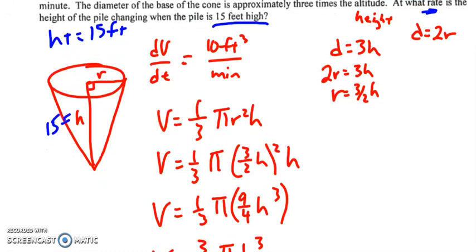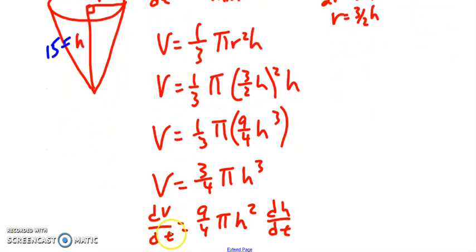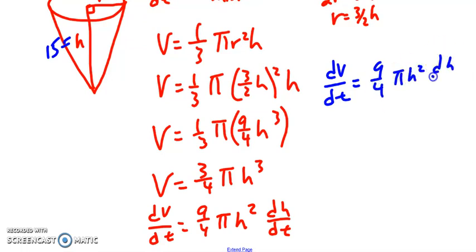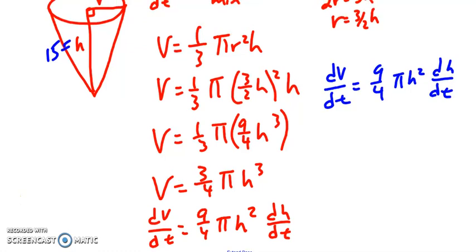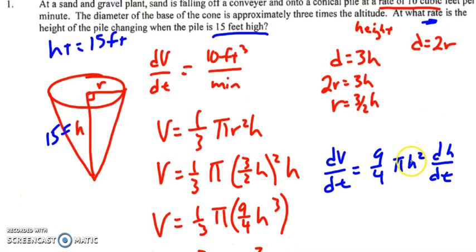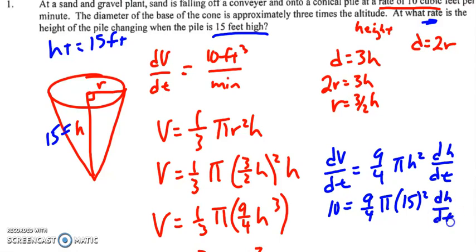How does that help us? Let's see if we need to find anything else out. Here's our formula here. We know h is 15. Let me go ahead and rewrite this up here so I don't have to keep moving that down. 9/4 pi h squared dh dt. So I have, again, h is 15. We know dV dt, so let's go ahead and plug that in as 10. h is going to be 15, then you square it, dh dt.